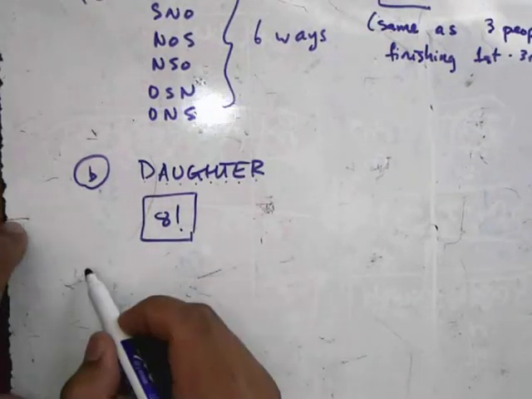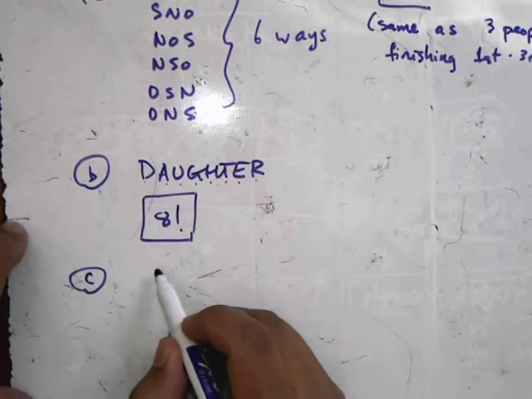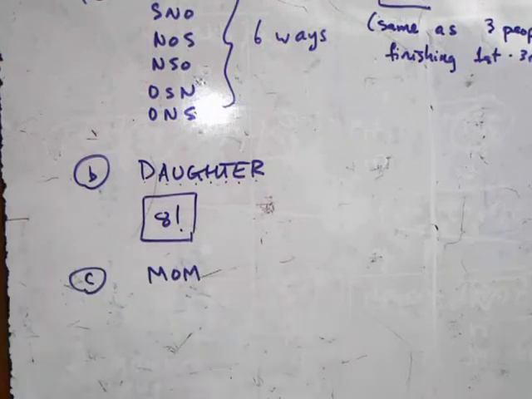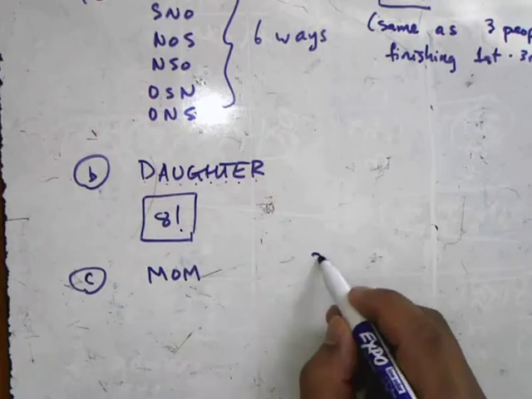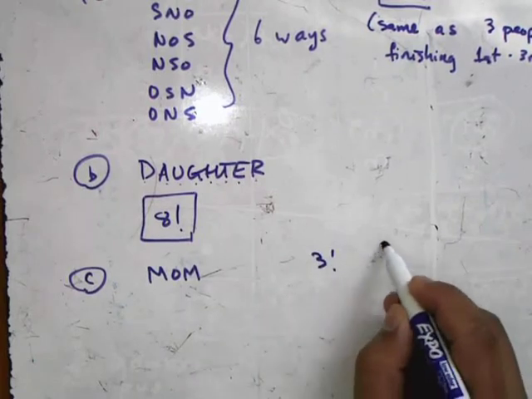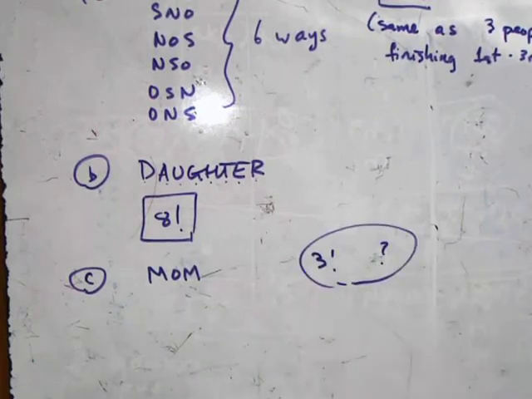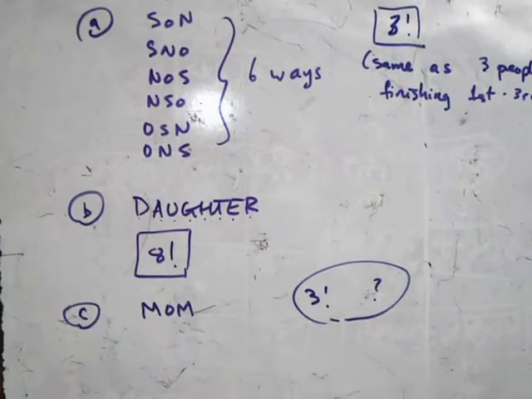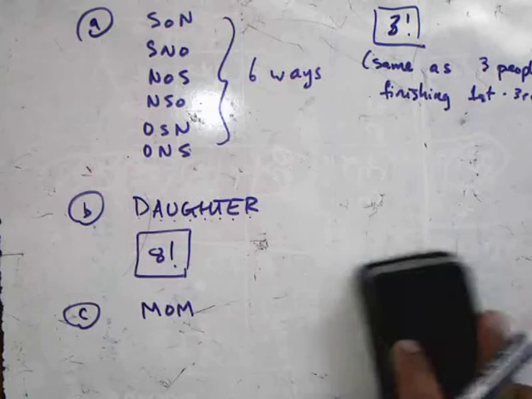Okay. Let's go on. Next one, how many ways can we reorder the letters M-O-M, or mom? Now, you want to say 3 factorial. Is it 3 factorial? Well, it seems like it would be. It's the same as sun. Sun has 3 letters, mom has 3 letters. But this is actually not exactly the same thing.